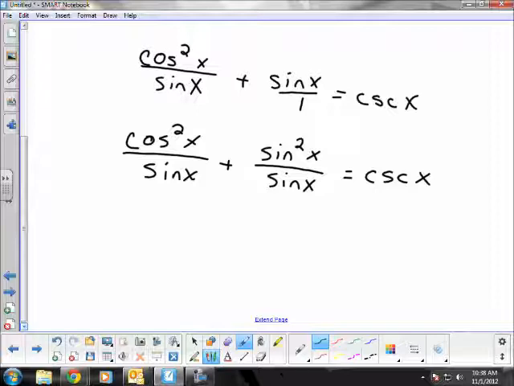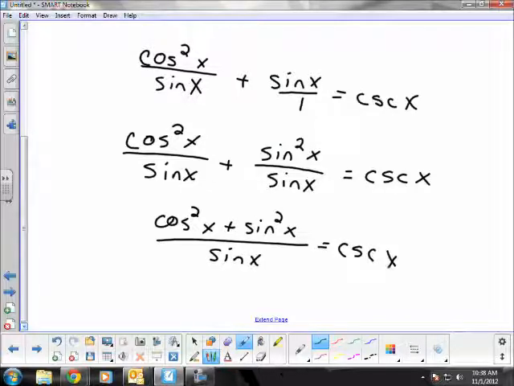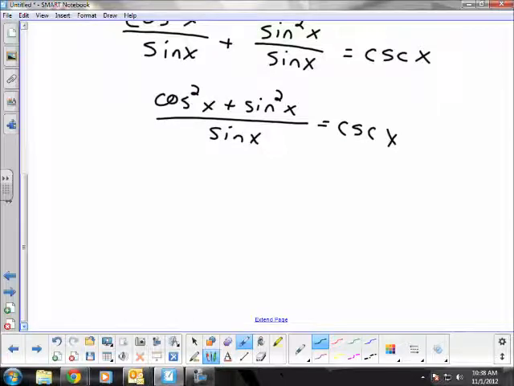Now that I have the same denominator, what can I do? Just put them together, right? So I've got the cosine squared of x plus the sine squared of x over the sine of x. And that's still equal to that little cosecant of x we've been carrying around. Now, what did I tell you about sine squared plus the cosine squared? It is 1. We love that identity because it makes things look so much nicer. The top all becomes 1, and it's still over the sine of x. And what is 1 over the sine of x? The cosecant of x.